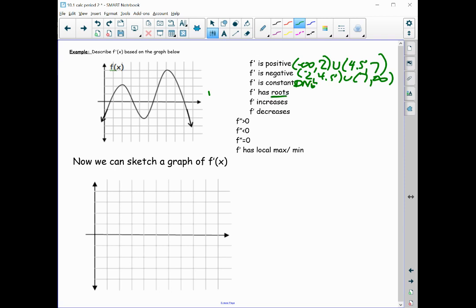F prime has roots. Well, roots are x-intercepts, or what we call solutions to a function, roots of a function, x-intercepts. So I'm thinking to myself, okay, if f prime has an x-intercept, that means we're looking for where f prime of x is equal to 0. Well, my 0 slopes are right here. So that's going to be at x equals 2, 4.5, 7. And I just made a list, and that's totally fine. If I wanted to write it as ordered pairs, it's fine, but a list of x is just as good.